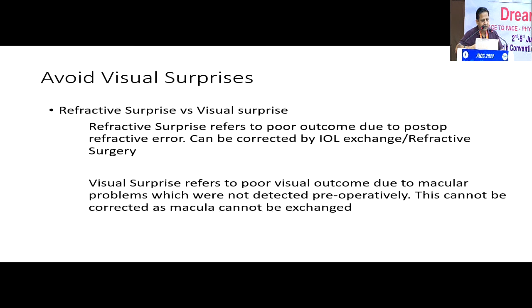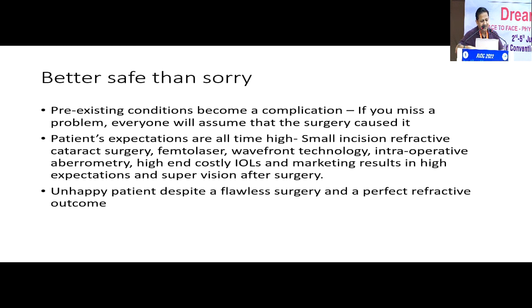And avoid visual surprises. What are visual surprises? Many times we have seen cataract surgeons talking about refractive surprises. Refractive surprises refer to poor outcome due to post-op refractive error, which can be corrected either by changing the IOL or by doing a refractive surgery. But visual surprise refers to poor visual outcome due to macular problems which were not detected preoperatively, because the patient's fundus was not examined, and this cannot be corrected, as the macula cannot be exchanged, right? So better safe than sorry.